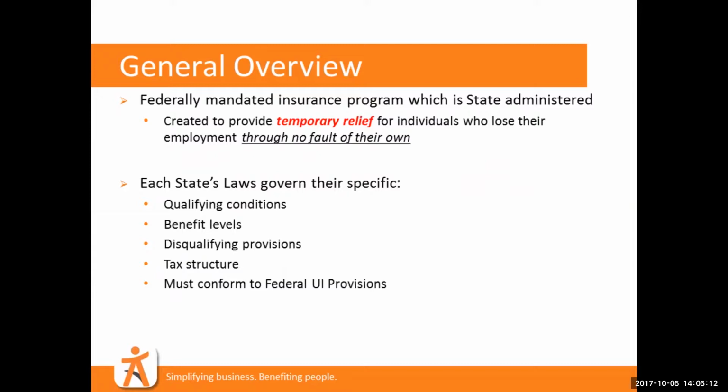Those particular laws are set by each state. Each state is allowed to identify their qualifying conditions, how much a person is entitled to draw, their benefit level, what denies a person unemployment or the disqualifying provisions, and how they are going to determine who pays for it, or their tax structure. The one requirement is that they must comply with federal UI provisions.